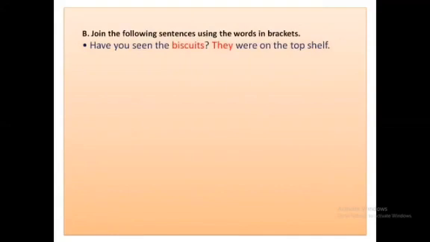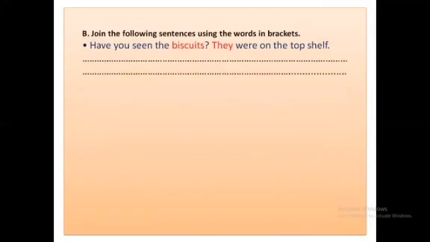Now let's move to another exercise. Now we are going to join pairs of sentences. "Have you seen the biscuits? They were on the shelf." So biscuits, they. "They" is a pronoun; it refers to the biscuits. We would love to avoid the repetition of the pronoun in the second sentence, and we want to make a long sentence. So what do you think?